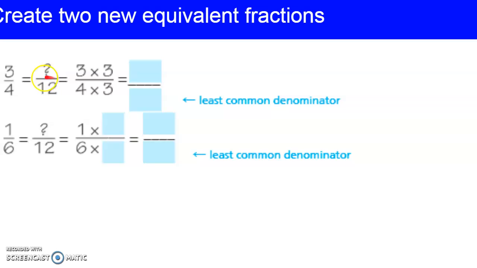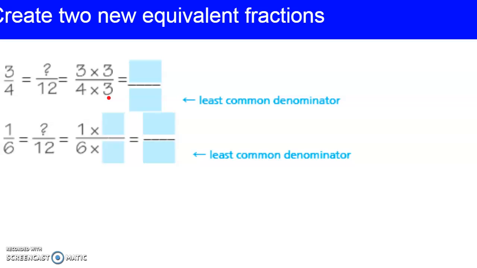In order to make 12 our new denominator, we're going to use what we know about equivalent fractions to create two new fractions with a denominator of 12. Again, why 12? That was our lowest common multiple, or LCM for short. How can I make 12 my new denominator? Well, 4 times what equals 12? Oh, right, 4 times 3 equals 12.